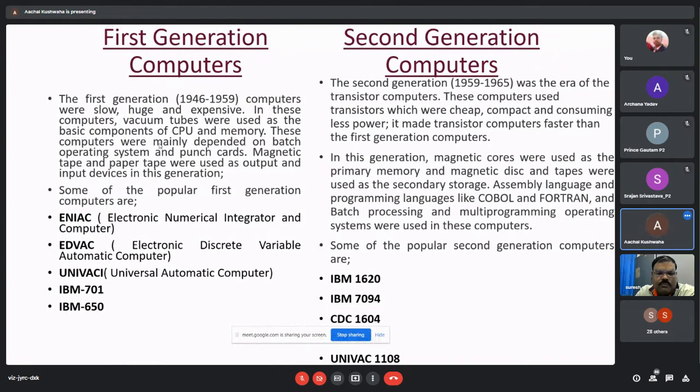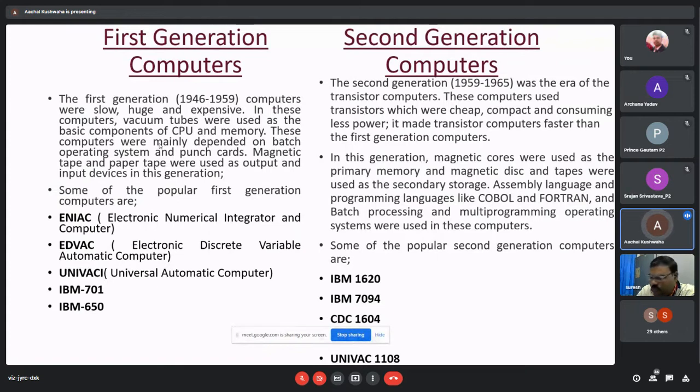The second generation of computers began in 1958 and lasted till 1965, and in this era transistors were used. When we compare the first generation and second generation, second generation computers were cheap, compact, and consumed less power. Assembly language and programming languages like COBOL and Fortran were used. It was a multi-programming operating system. Batch processing and multi-programming operating systems were used in these computers.